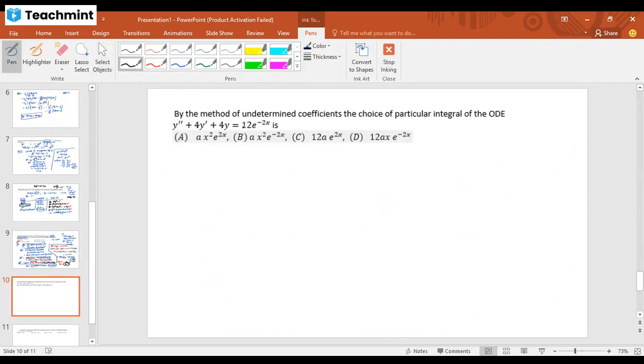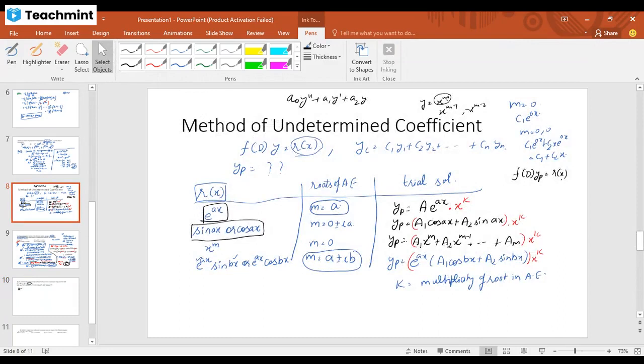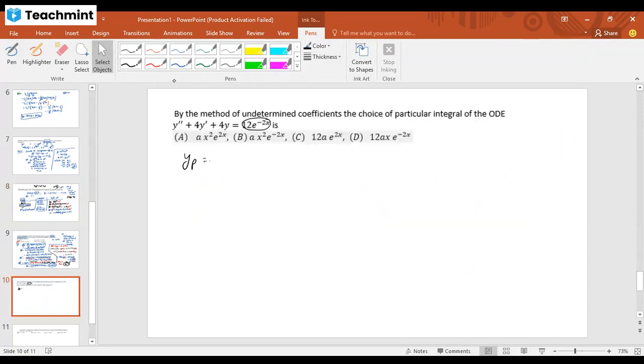Like in this case, you can see here our right hand side is an exponential function. So according to this, what will be our trial solution? If your function is exponential, then your trial solution is a times the exponential function. It is a times e power minus 2x. But before we proceed, we need to see what the roots of the auxiliary equation are.